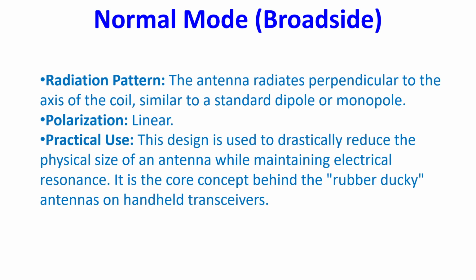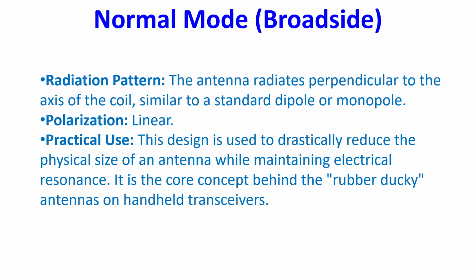Normal mode, broadside. In this mode, the dimensions of the helix, the diameter and the pitch between turns, are very small compared to the wavelength of the operating frequency. Radiation pattern: the antenna radiates perpendicular to the axis of the coil, similar to a standard dipole or monopole. Polarization: linear. Practical use: this design is used to drastically reduce the physical size of an antenna while maintaining electrical resonance. It is the core concept behind the rubber ducky antennas on handheld transceivers.